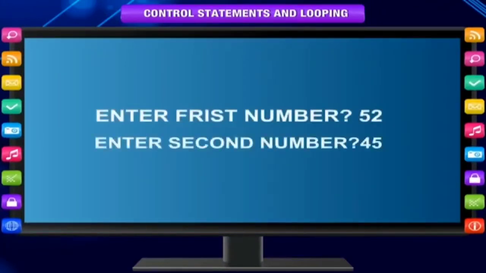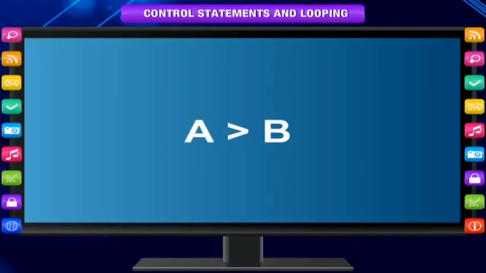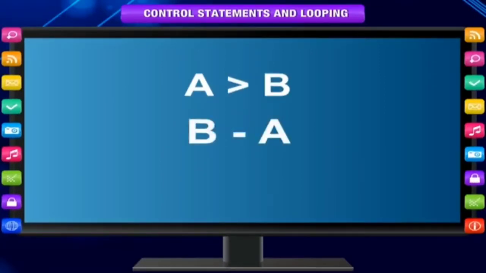The above program asks the user to enter two numbers. If the first number is bigger than the second number, it calculates the difference of the two numbers. Otherwise, it calculates the sum of the numbers. If A is greater than B, B is subtracted from A. Else, B is added to A.